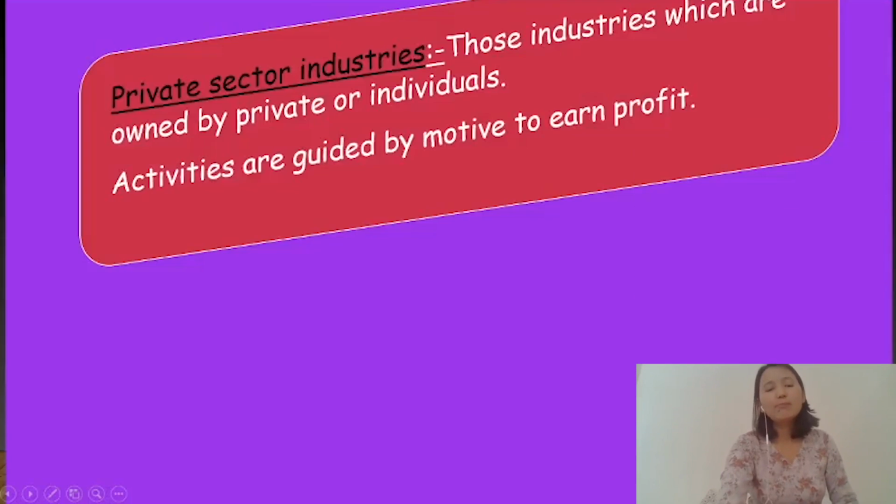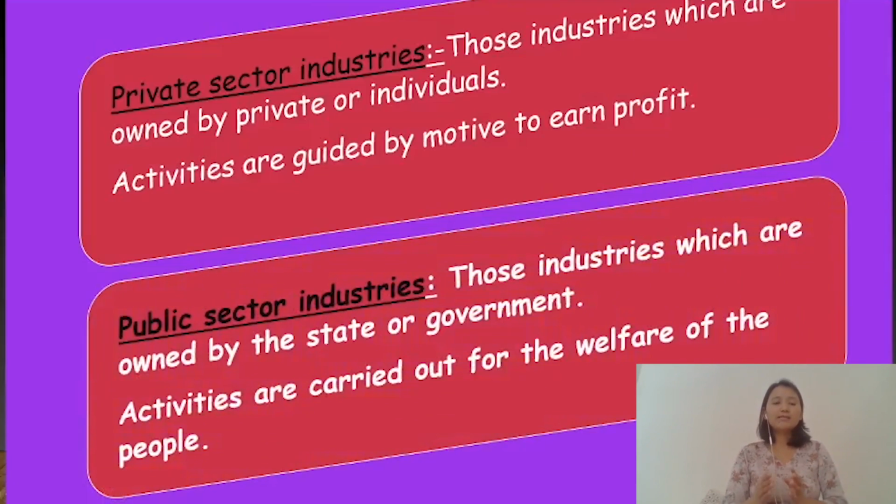Second one is public sector industry. Public sector industries are those industries which are set up by the government or which are owned by the government. In this industry, the activities are carried out for the welfare of the people. In this industry, goods are manufactured to fulfill the needs of the people.